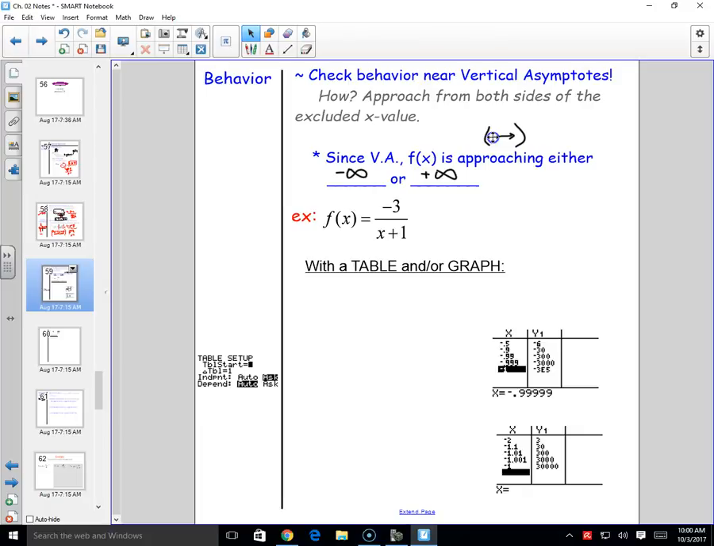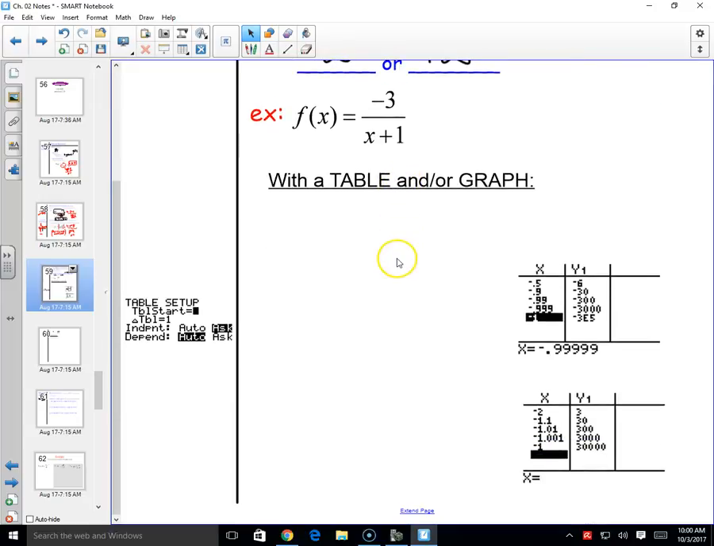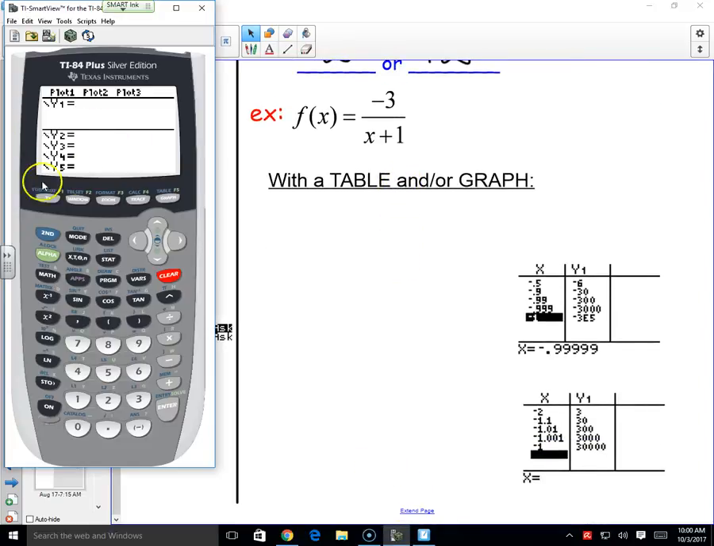You guys were supposed to get this into your graphing calculator, your Y1. After you plug in the function -3 over x plus 1, in order to think about behavior, you're going to have to change your table setup to be ask, not auto. So remember, second window, you're going to need to go to ask. In order to check the behavior with a graphing calculator, you have to change your table to be ask. Now as you go to your table, we have to ask ourselves a few questions.